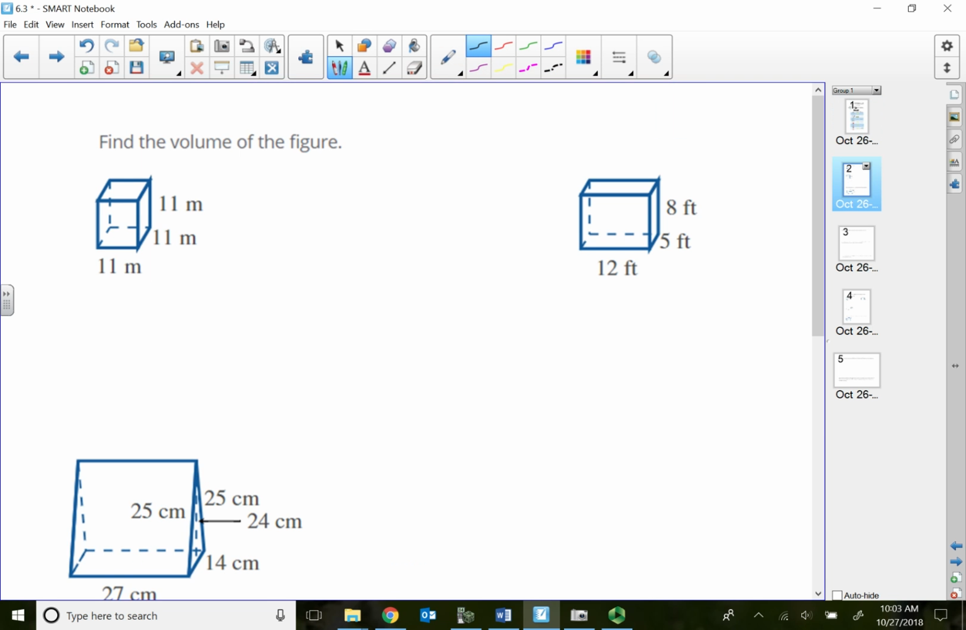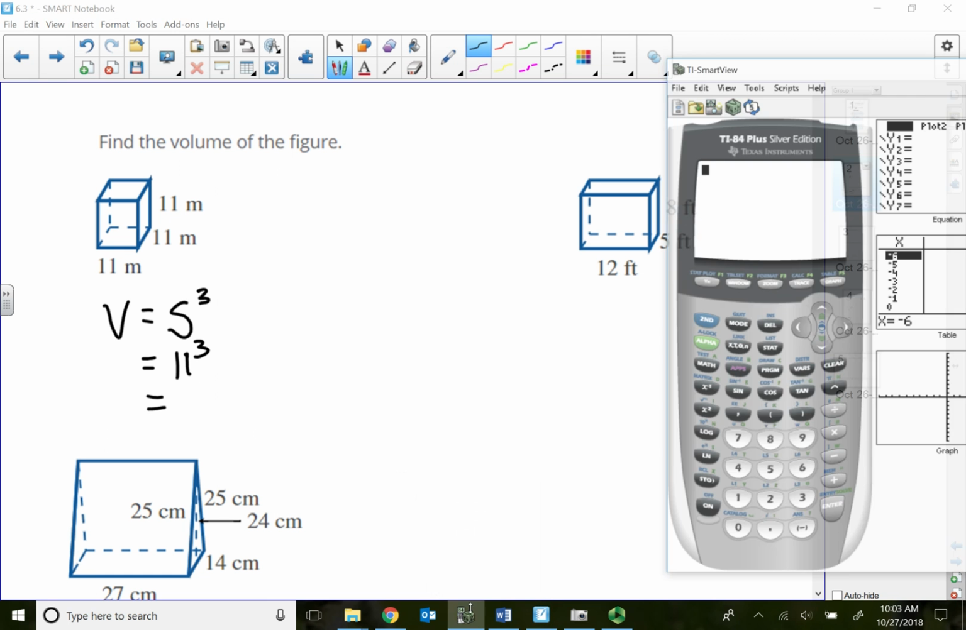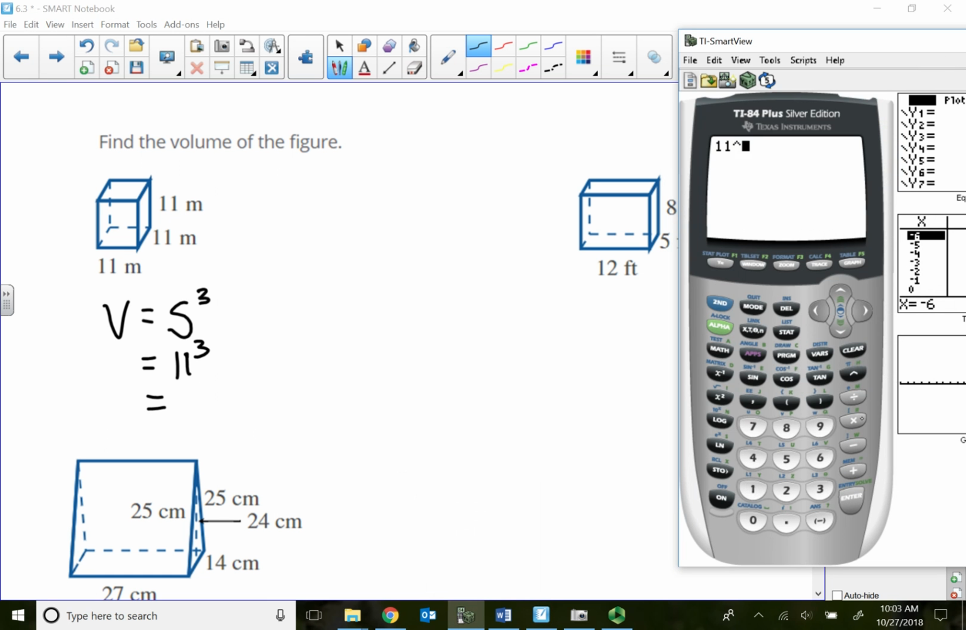Nothing hard. This is a cube because all sides are the same. To find the volume, that is simply side times side times side, or side cubed, which would be 11 times 11 times 11, or 11 to the third power. So my answer is 1331.